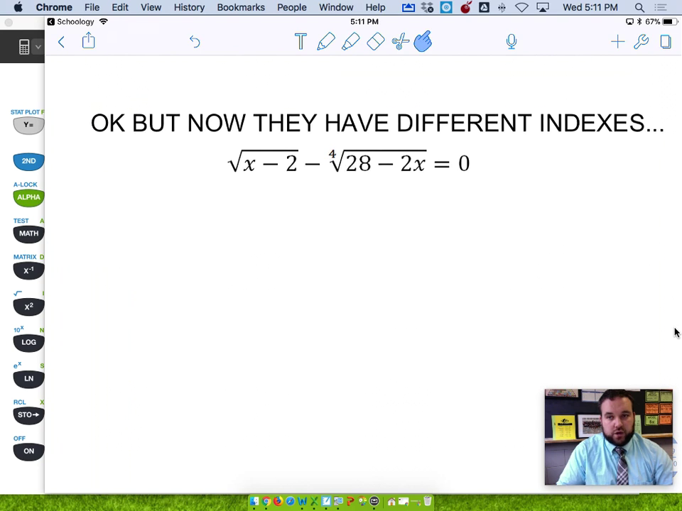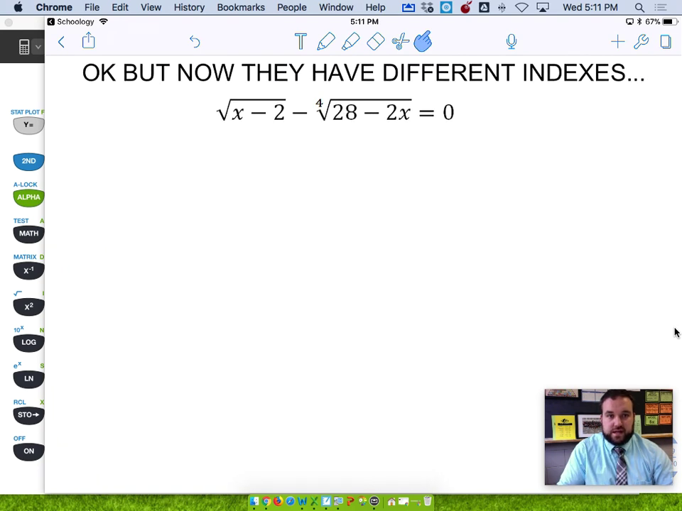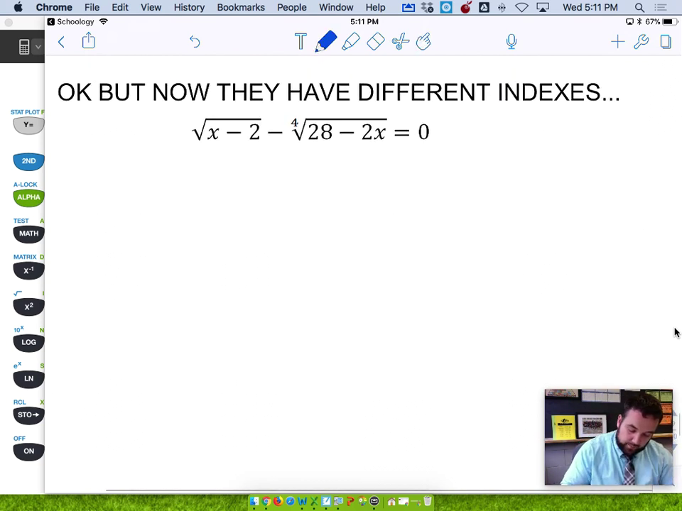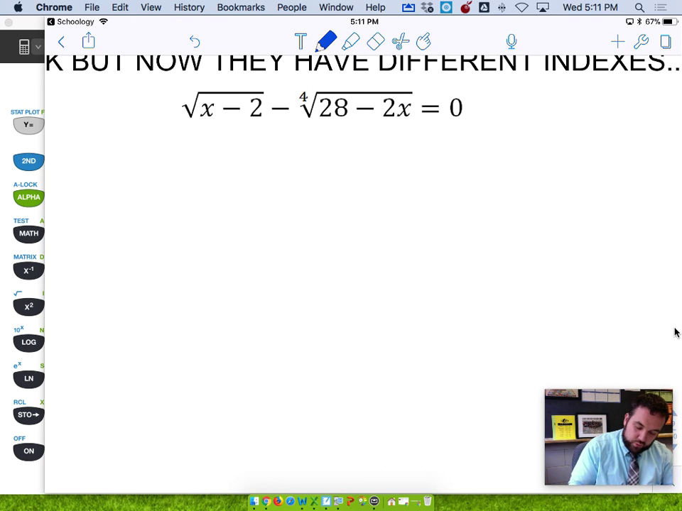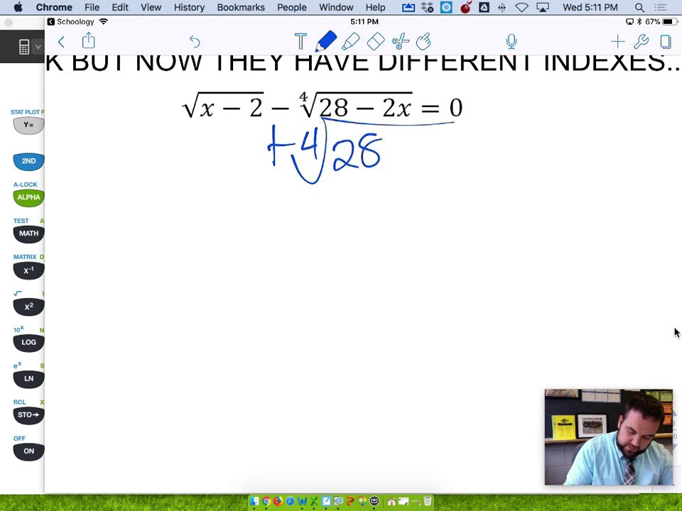And I know I've thrown a lot of different things at you today, and they've all had a ton of work. But now what the heck is going on, because they have different indexes? One of them is a square root, and one of them is a fourth root. No fear, I'm going to do the same sort of thing. I'm going to go ahead and move this fourth root, because it was negative, and I'd rather not deal with the negative. I'm going to add the fourth root to both sides.